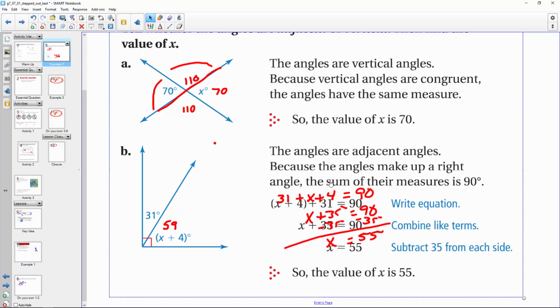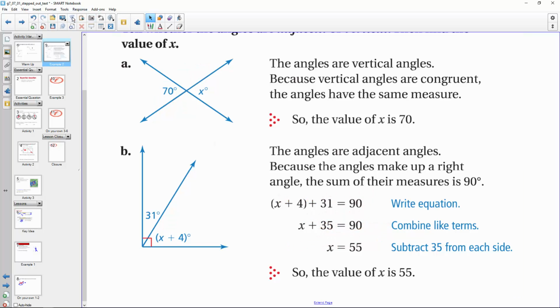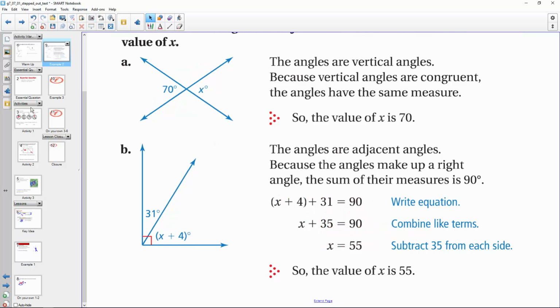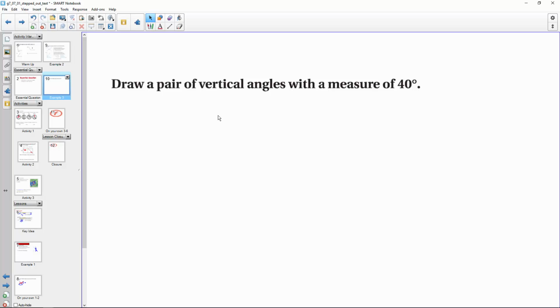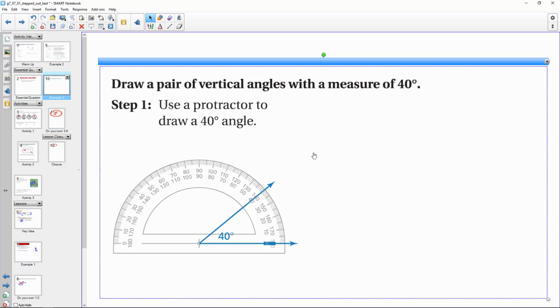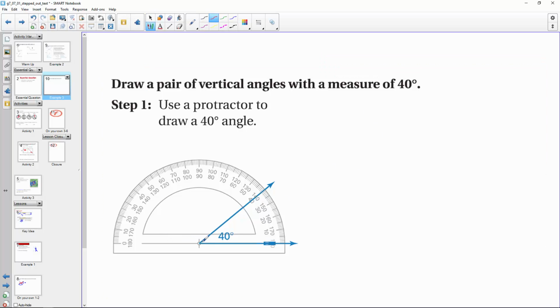So I'll move this all out of the way. That's kind of what we just said. It says here, draw a pair of vertical angles with a measure of 40 degrees. Well, I would just draw my line here. I can use a protractor, make it 40 degrees. And now I can continue this line this way, and continue this line this way. And this should also be 40 degrees.